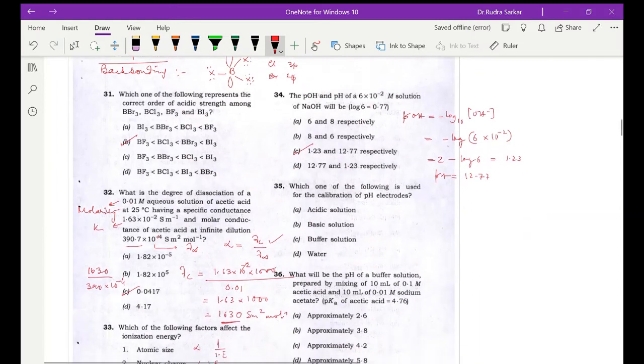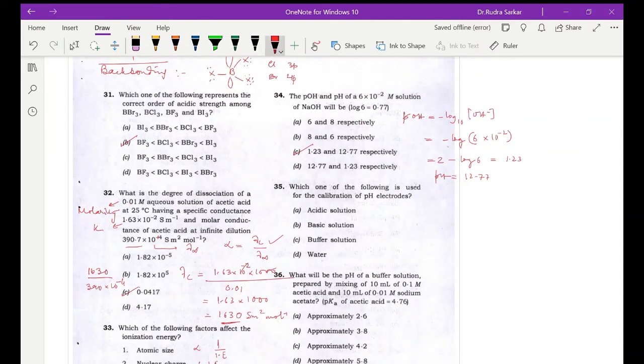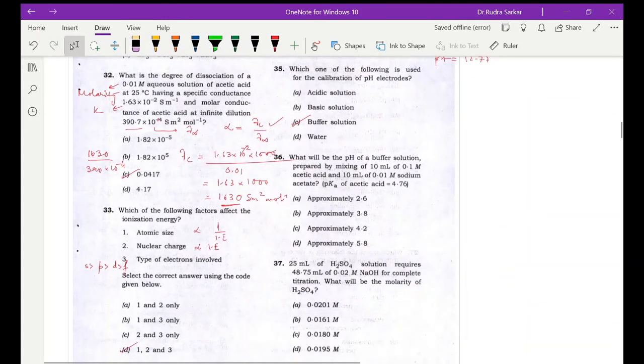Which one of the following is used for calibration of pH electrodes? Obviously we will be using a buffer solution. What will be the pH of a buffer solution prepared by mixing 10 ml of 0.1 molar acetic acid and 10 ml of 0.1 molar sodium acetate? And the pKa of the acid is given.